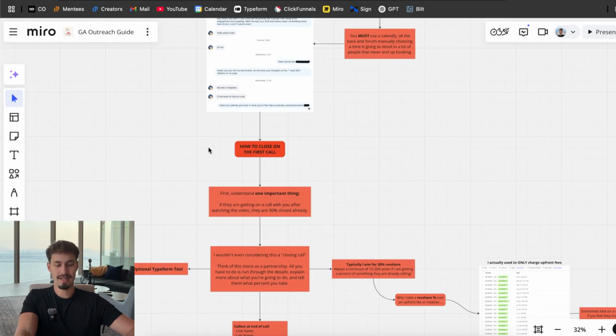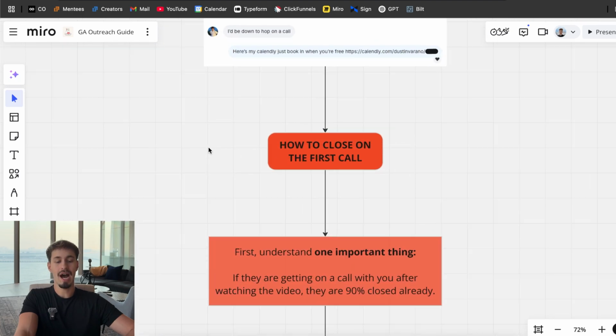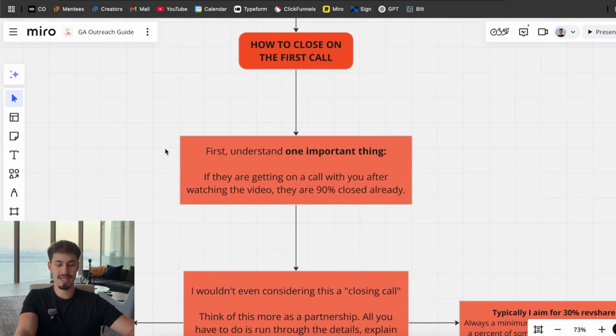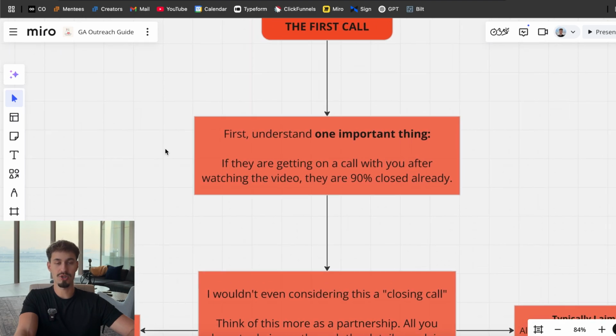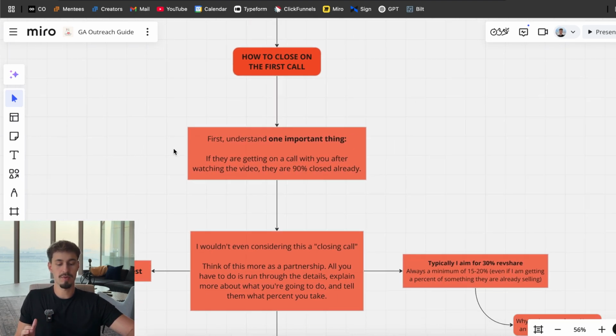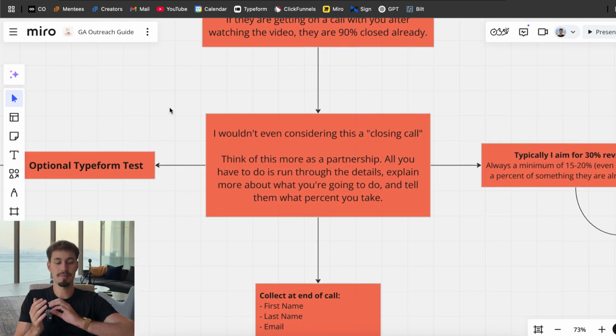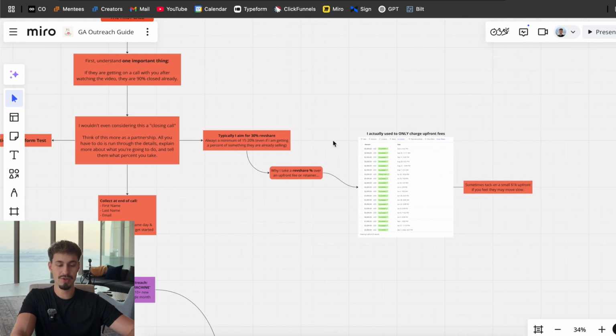So, lastly, not actually lastly, but how to close on the first call. First, you must understand one important thing. If they are getting on a call with you after watching the video, they're 90% close already. I wouldn't even consider this a closing call. You need to think of it more as a partnership. All you have to do is run through the details, explain more about what you're gonna do, and tell them what percent you take. So what percent do I take?